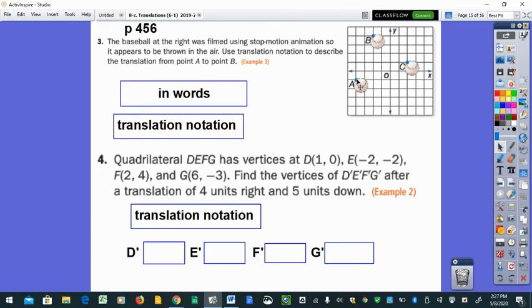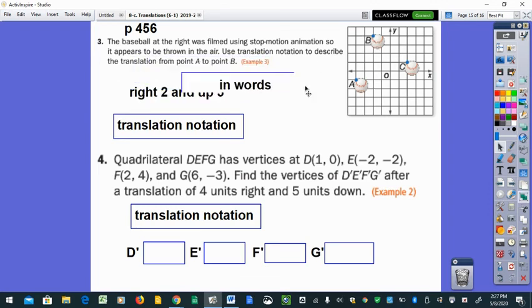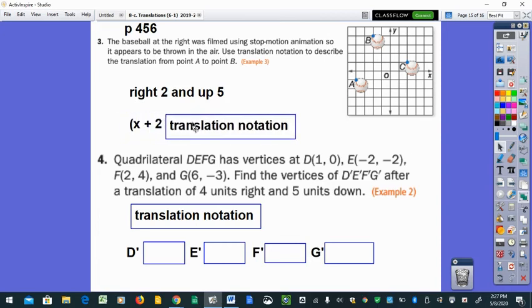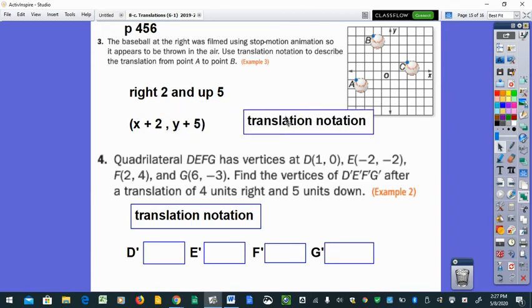Okay, so how did the baseball move from A to B? It moved in the X direction to the right. It moved in the Y direction up. So if we were talking about words, it moved right 2 units, and it moved up 1, 2, 3, 4, 5. So 2 to the right and 5 up. Now, translation notation, left, right, this is your X. To the right is positive, so you're going to take every X coordinate and add 2. Up in the Y direction is positive, so it would be Y plus 5.